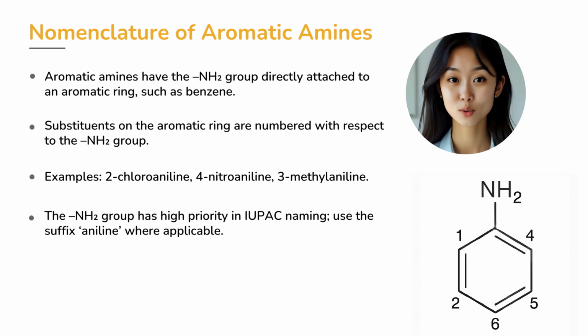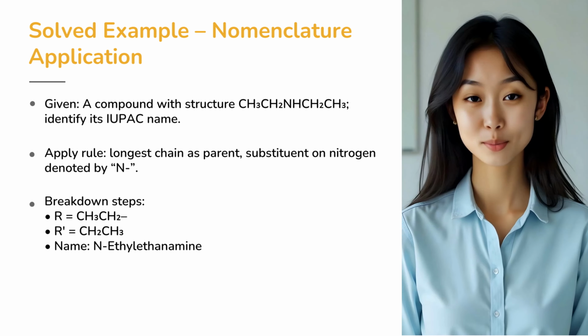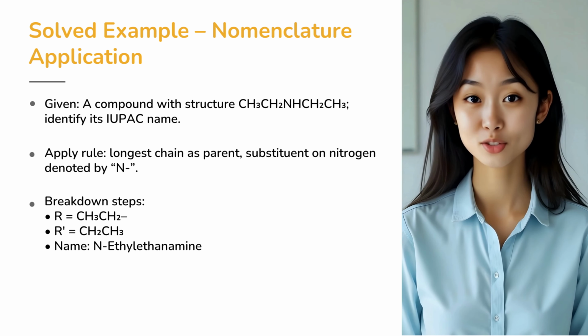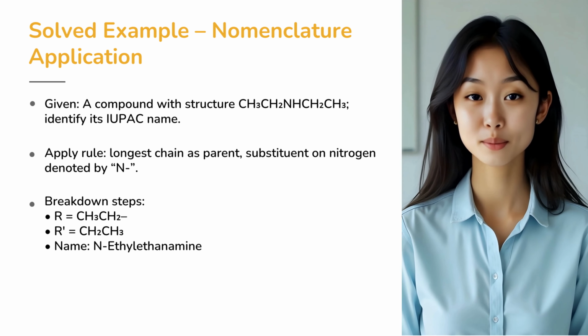Visualize a diagram showing this numbered benzene ring with various substituents labeled. This priority and numbering system makes sure every chemist knows exactly where each group sits, like addresses in a well-planned neighborhood. Let's put theory into action with a solved example. That's where chemistry gets the most satisfying.